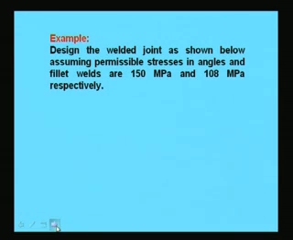Now, another example we will see, which is different from the previous one. The example is: design the welded joint as shown below, assuming permissible stress in angles and fillet welds are 150 MPa and 108 MPa respectively. So, permissible stress in angles will be 150 and in fillet will be 108. The details of the joining are like this.